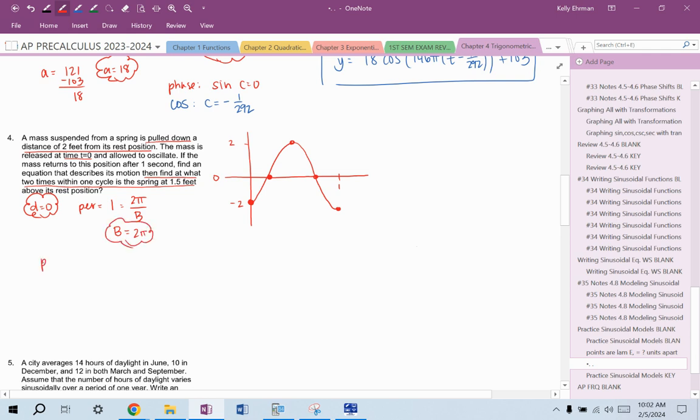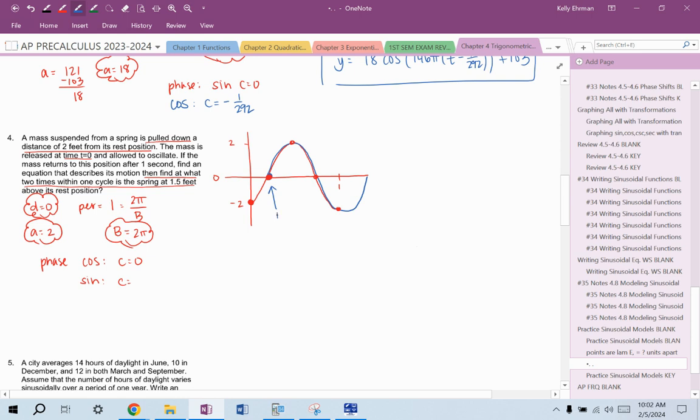If we're looking for a phase shift, what about amplitude? Amplitude is 2. I can see that from the graph. It's also how far down we pulled the thing. So if this is a cosine graph, then c is 0. And if this is a sine graph, I would say the sine graph would start here and go up and through. So what is this point?